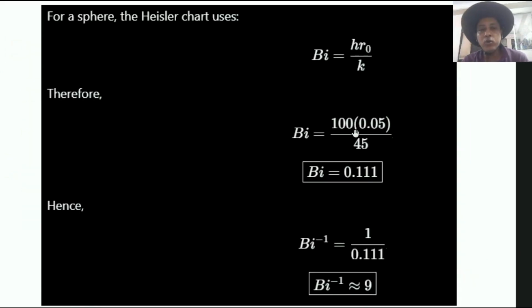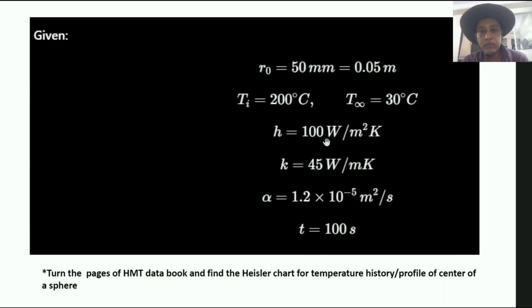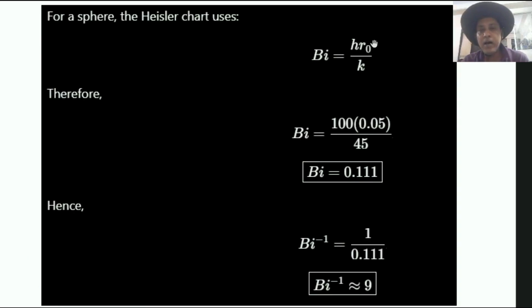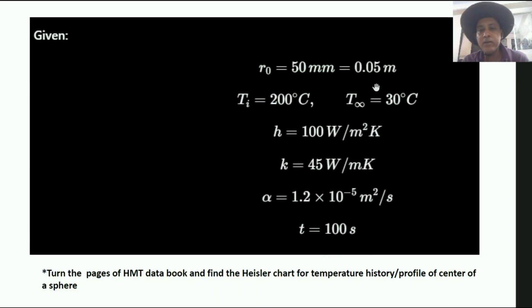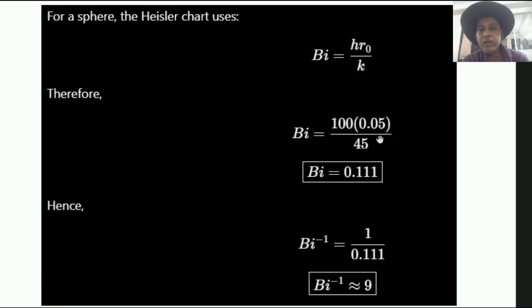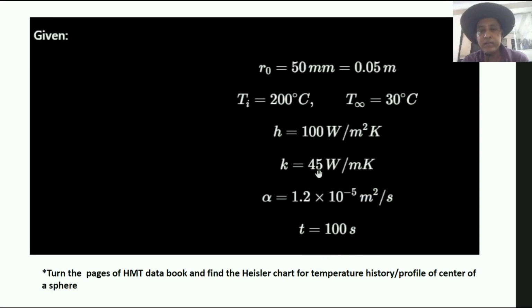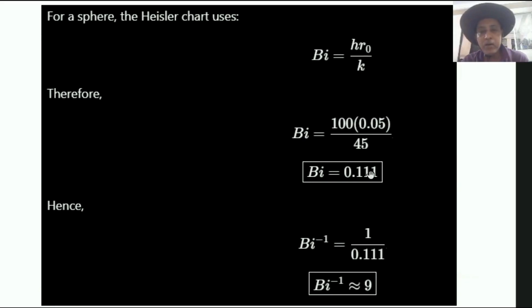h is given in the question as 100 watt per meter square Kelvin, and r naught is 0.05 meter. It is 50 mm, which means 0.05 meter, and K is 45 SI units. So the Biot number is coming out to be this, and the inverse Biot number will be 9. This is the inverse of the Biot number.